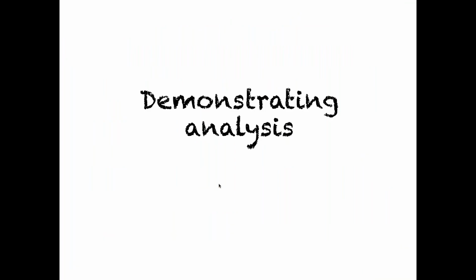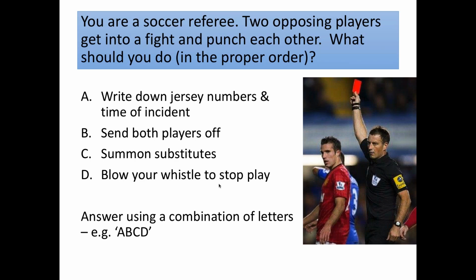A couple of other question types I'd love to share with you. Analysis is another kind of deeper or higher-level Bloom's critical thinking skill. Once again, in my faculty workshops, I like to change it up and bring things from many different domains. So here is Mark Clattenburg, a pretty famous English soccer referee, giving a red card to Robin van Persie, who used to play for Manchester United at the time. And there's a proper order. As a soccer referee, you know there's a proper order in which you're supposed to do things.